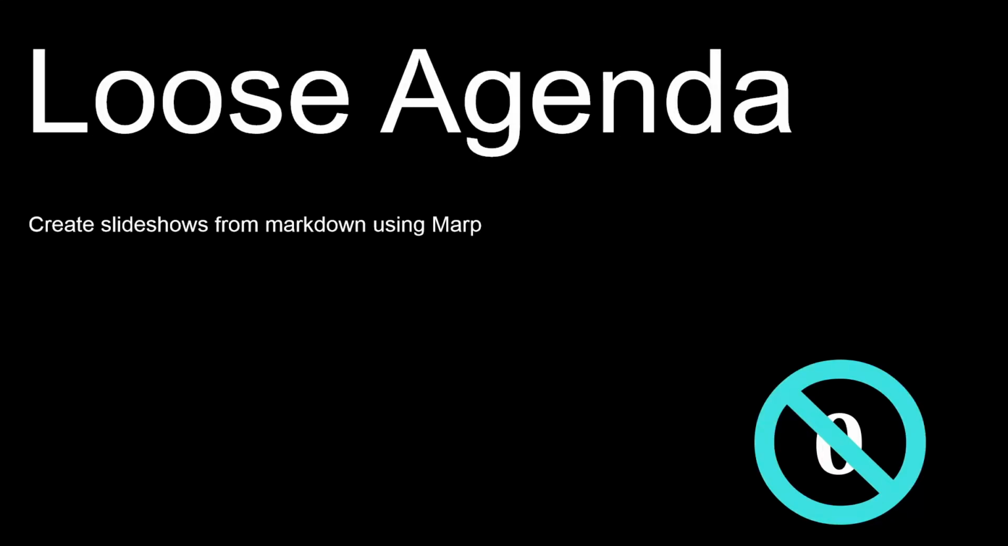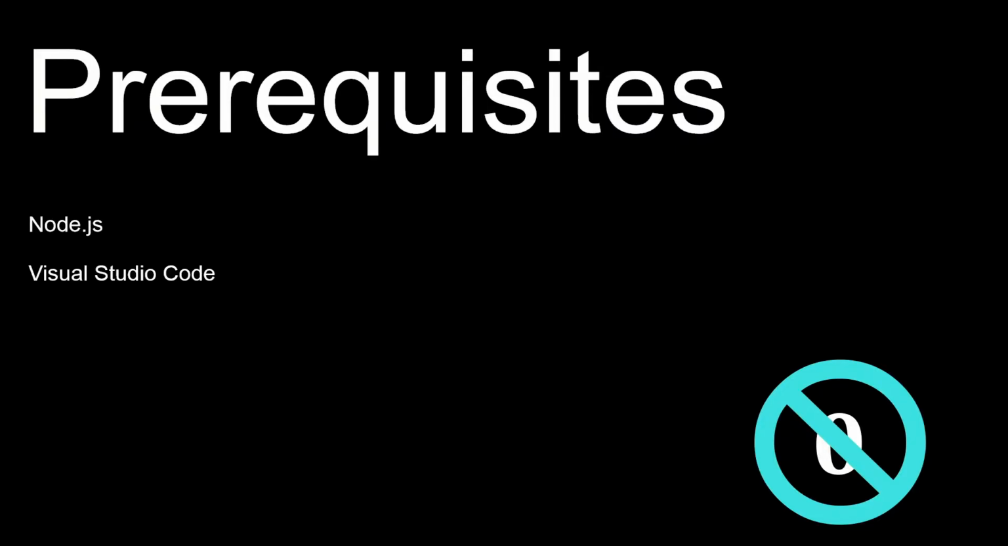Today we'll be creating slideshows from Markdown using a technology called Marp. In advance of today's exercise, you'll want to install Node and Visual Studio Code or an IDE of your preference. I've created a directory for today's exercise, and I'll install the Marp CLI using npm.